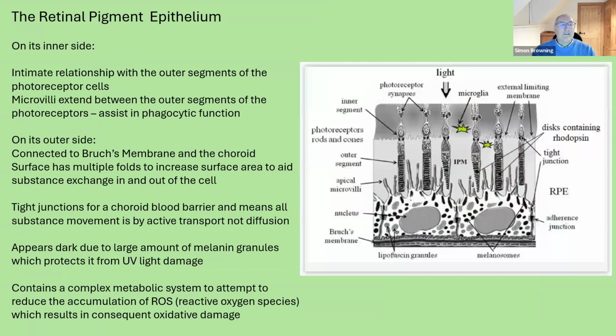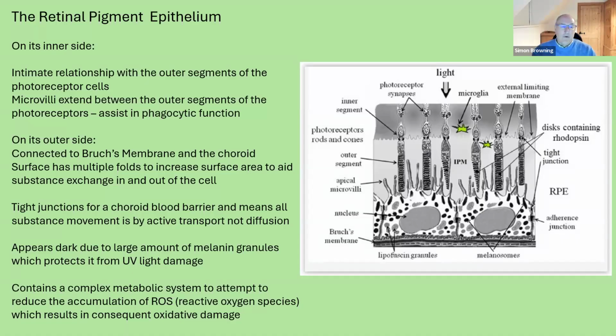So let's have a look at a little sort of cut through here. You can see here this very intimate relationship with the outer segment discs. And you get these little microvilli that grow up and around the outer segment discs. And you'll see the purpose of that in just a second. And the outer surface here, which is connected down to Bruch's membrane, has lots and lots of little folds in it to increase the surface area, so that this enables sort of greater substance exchange both into and out of the cell.